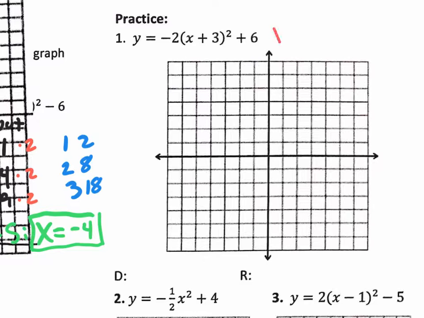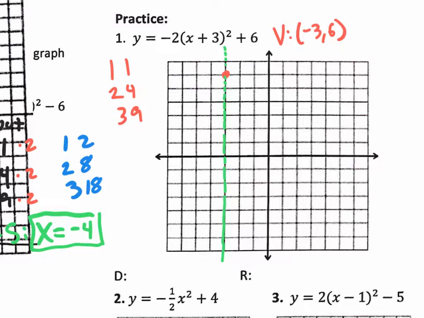So let's start with that vertex. -3, +6. Let's go -1, 2, 3, up to 6, which is right here, I believe. Next step would be to draw that axis of symmetry right through that vertex. And then after that, we want to use the pattern. What is the pattern? It's 1, 1, 2, 4, 3, 9.